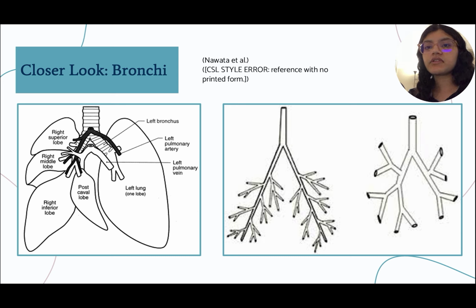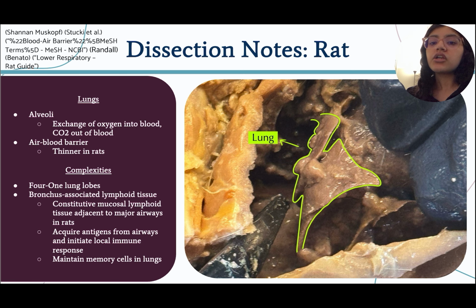And this helps increase the surface area and volume of the lungs for gas exchange. You'll also see BALT tissue, which is bronchus-associated lymphoid tissue, and these tissues are related to the immune system of the rat. And these tissues can be found next to major airways in rats, and this tissue also takes up antigens from airways, and they also initiate local immune response.